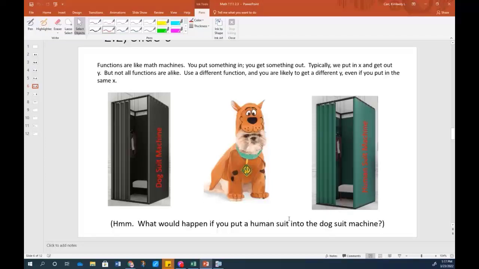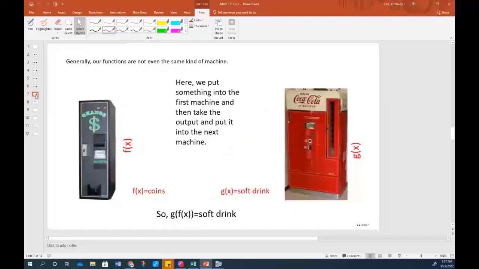Well, if we put a human suit into a dog suit machine, then we would end up with, and I don't have a picture of that, the three-piece suit, but it's going to be inside of a dog suit, and then there's no substance to it. But you just have to be very careful about what's on the inside and what's on the outside. And is it going back into itself, or is it going back into a different machine?